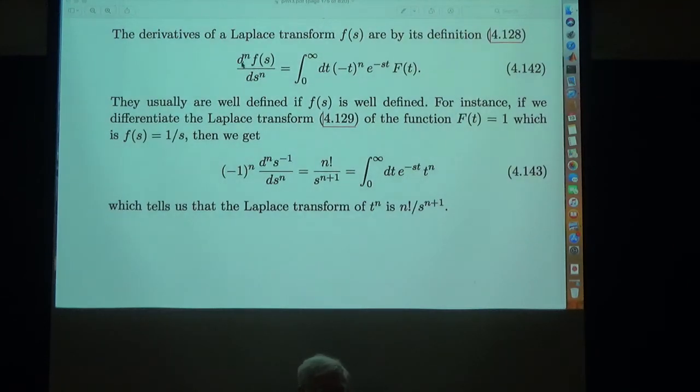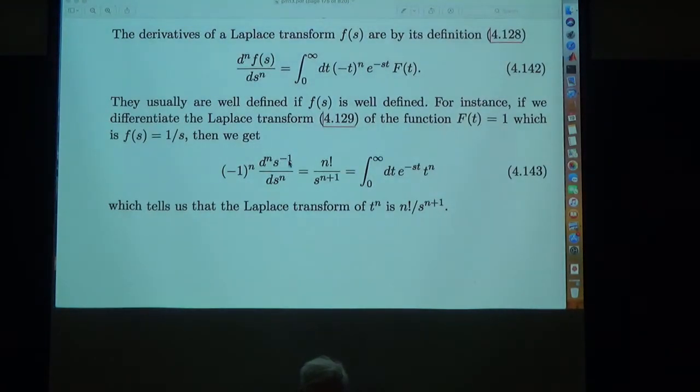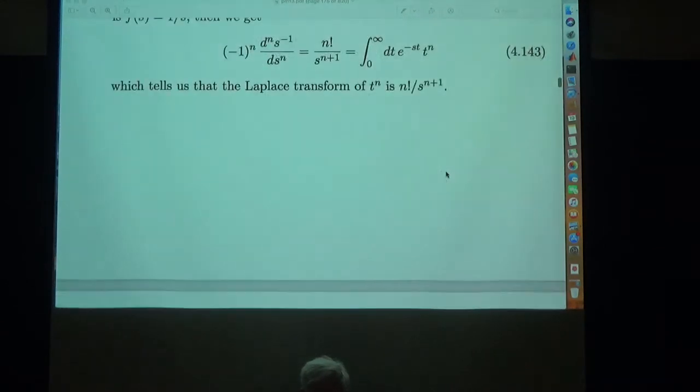Derivatives of the Laplace transform. Well, inasmuch as the Laplace transform is simply related to the Fourier transform, and the Fourier transform is easy to differentiate, so is the Laplace transform. You differentiate it n times, you just get minus t to the n. And so if you know one Laplace transform, you know the other. For example, if you differentiate 1 over s n times, you get 1 over s to the n plus 1, and that's the Laplace transform of t to the n, and so forth.